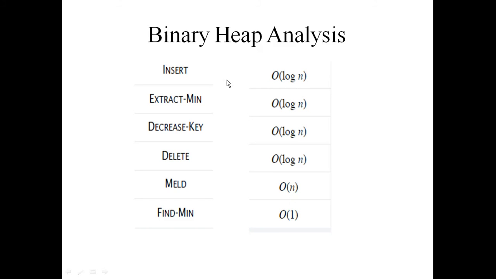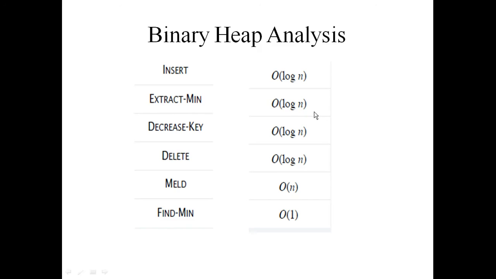Then if you consider the second operation, that is extract min, we are trying to delete the minimum element, which is nothing but the root node. Once you delete the root node, you swap it with the last node, and again you perform a sequence of exchange operations, which will only affect one part of the heap, or half part of the heap. So in case of extract min also, the complexity would be log n.